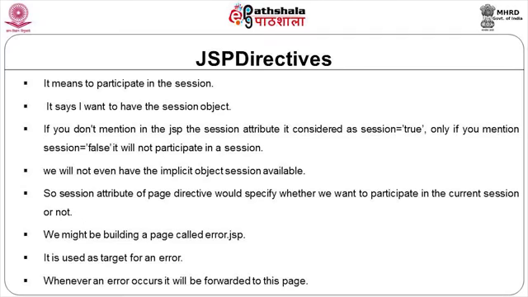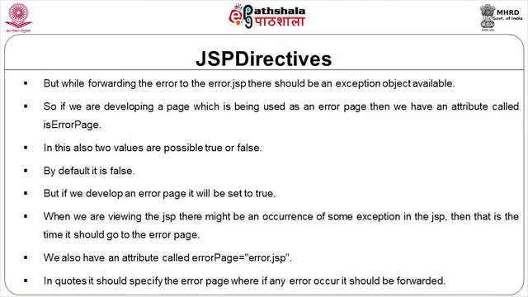Many times I had mentioned in the earlier module, we might be building an error page. We might be writing a page which is being used as an error page. It is the target of an error. Whenever an error occurs, let me forward to this particular JSP, but when forwarding to the JSP, there will be that exception object available. So, if we are developing a page which is being used as an error page, then we have an attribute called isErrorPage, fine.